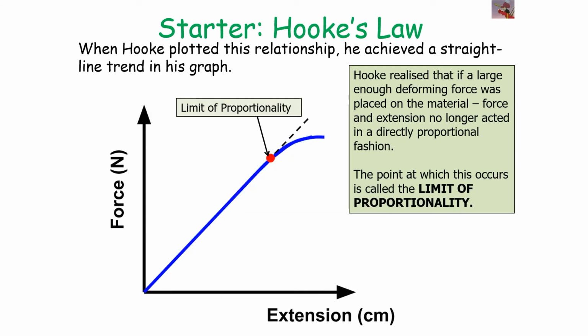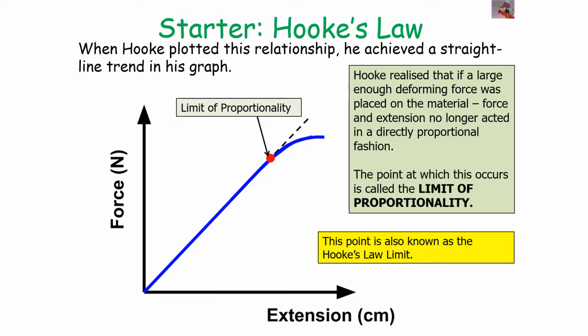If not, they probably haven't measured the extension, rather they've measured the length. Now Hooke realised that if a large enough deforming force was placed on the material, then eventually you would reach a point where force and extension no longer act in a directly proportional fashion, and the point at which this occurs is called the limit of proportionality. This point is also known as the Hooke's law limit.